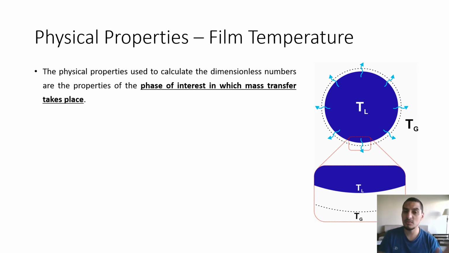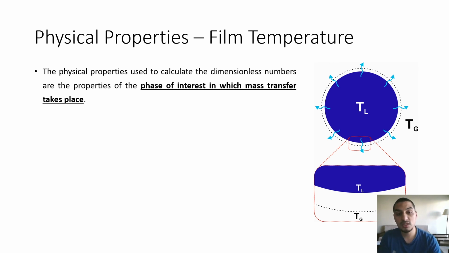We know that in many cases, according to the two film theory, you will have two films, one for the gas phase and one for the liquid phase. So if you want to calculate the mass transfer coefficient for the liquid phase, then you use the liquid properties. If you are calculating the mass transfer coefficient in the gas phase, then you use the gas properties. So this has to be very clear before you start, to prevent the use of wrong properties for the mass transfer coefficient you are calculating.